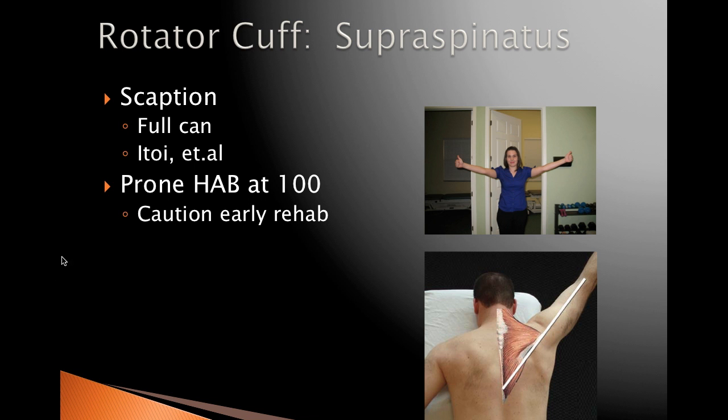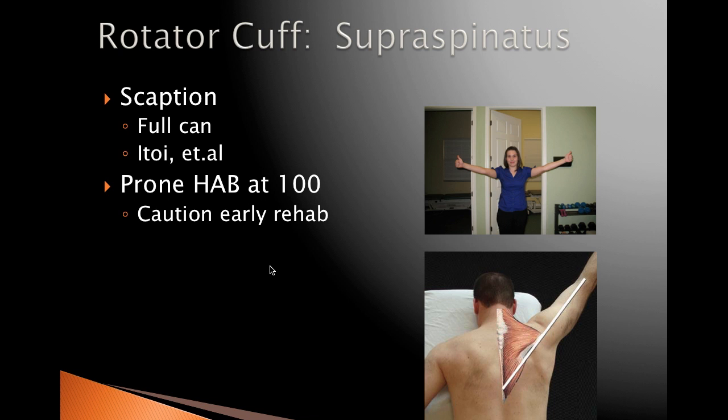So here's a couple of pictures. This is scaption. This is a patient doing scaption. Look at that, thumb up, full can, okay? Just going up to the horizontal. We do not want them going above 90, okay? But we want to make sure that they can do this with a good scapulohumeral rhythm before we do it elbows extended. We might want to start with the elbows flexed if they're very weak or if they had just had surgery or something like that, okay?